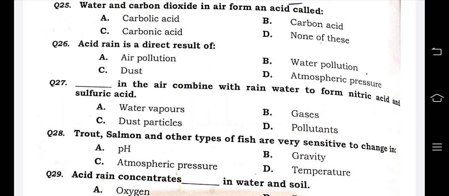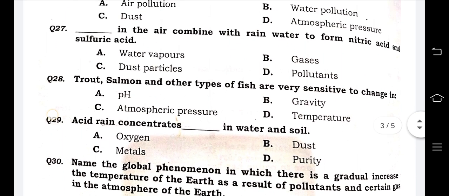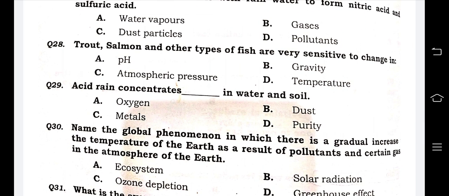Trout, salmon and other types of fish are very sensitive to change in option A pH, option B gravity, option C atmospheric pressure, option D temperature. So basically trout, salmon and other types of fish are very sensitive to change in the pH of water. Option A. Acid rain concentrates dash in water and soil. Option A oxygen, option B dust, option C metals, option D purity. Acid rain concentrates metal in water and soil.